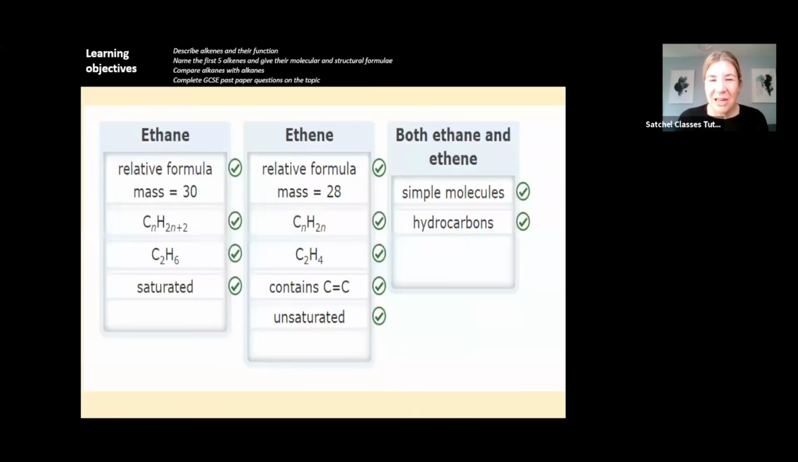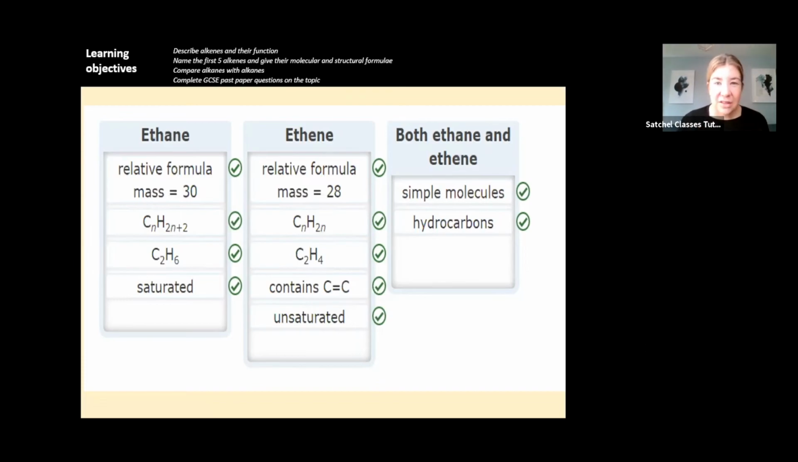Okay, so really, really well done. If you're self-assessing it, make sure you get a different colour pen and mark them as you go. Okay, ethane, the relative formula mass is 30. This is the general formula. This is its molecular formula, and we say it's saturated. For ethene, the relative formula mass is 28. This is the general formula, the molecular formula. It contains a carbon-carbon double bond, and it's unsaturated. And of course, both of them, they are simple molecules and they are hydrocarbons. All right, so really, really well done.